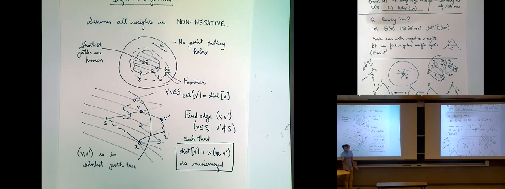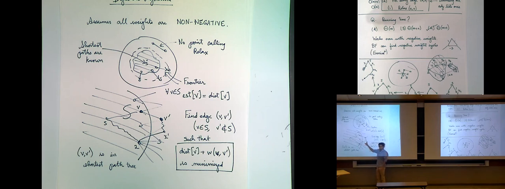Yeah? It has to be longer than this path, because I chose V prime to minimize that. So if going from S to X to X prime were shorter, then this is invalidated. So just by definition, going from S to V and V prime is shorter than going from S to X and then X prime.